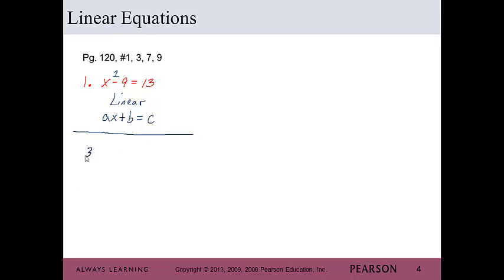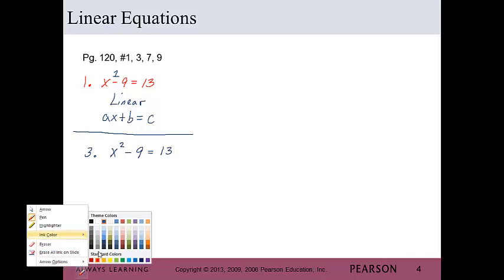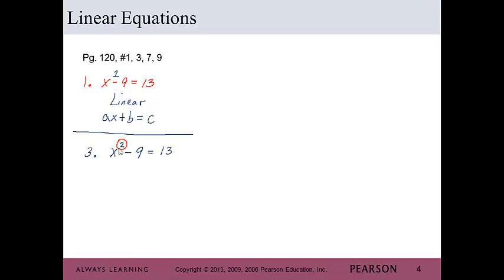Let's look at number 3. Now we have x squared minus 9 equals 13. This time, the power on our variable is 2. Therefore, this is not linear.